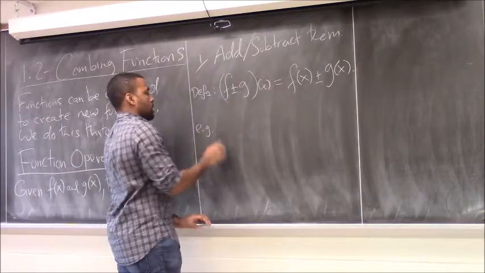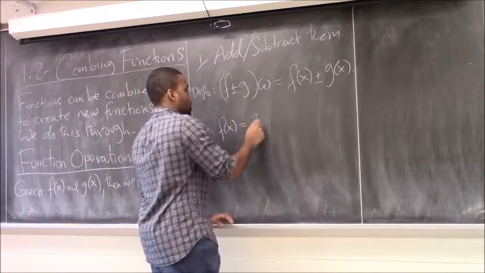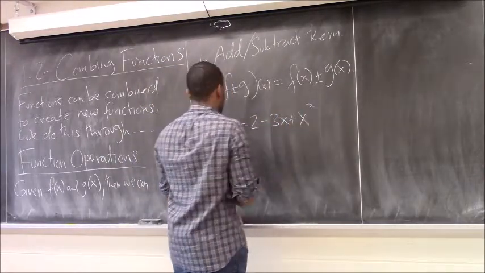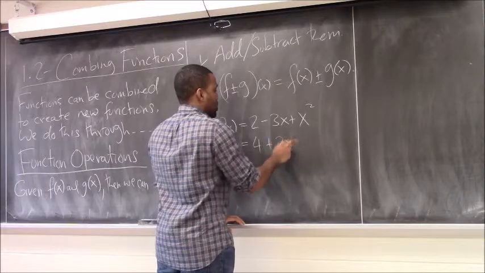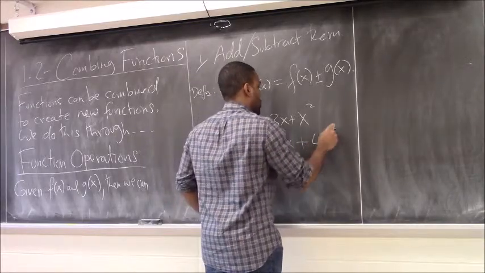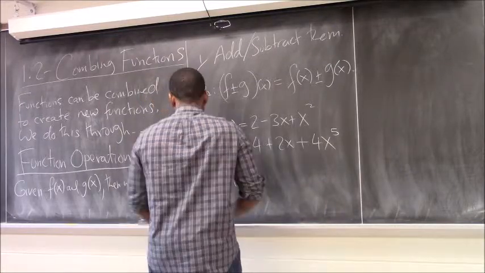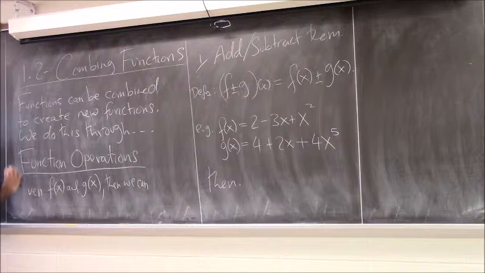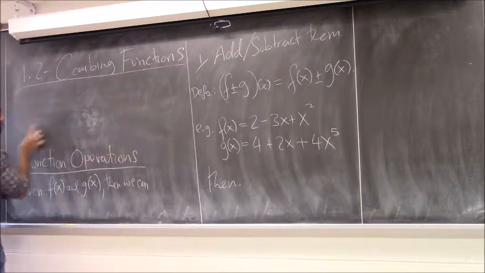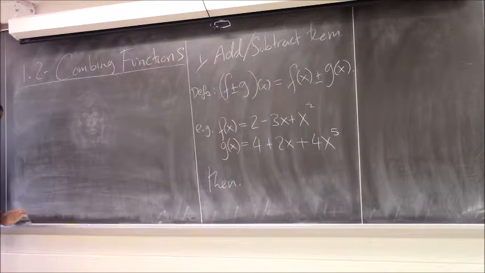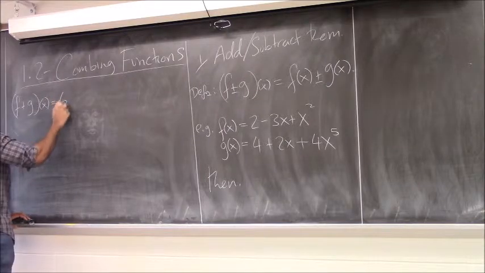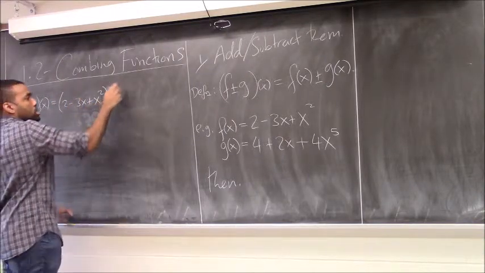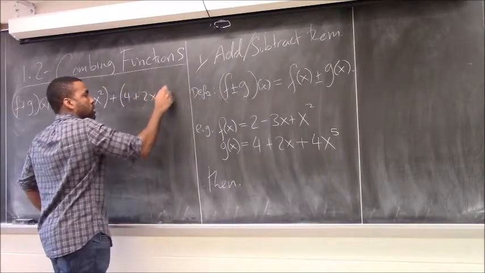So for example, let's say f of x is equal to 2 minus 3x plus x squared, and g of x is equal to 4 plus 2x plus 4x to the 5th. Then I can add these two functions, or subtract, but I'll show you an example of adding. I can take f plus g of x, and that will simply be 2 minus 3x plus x squared plus 4 plus 2x plus 4x to the 5th.